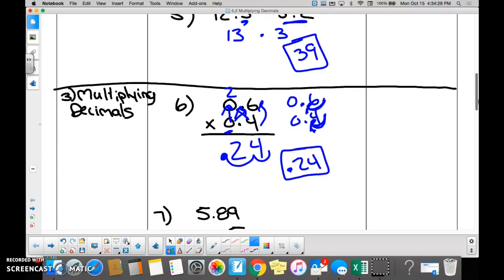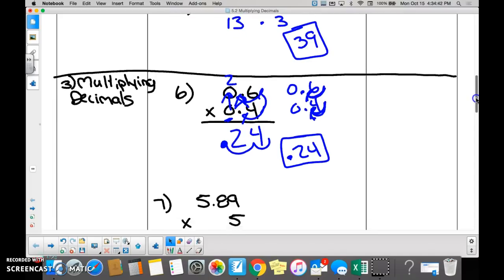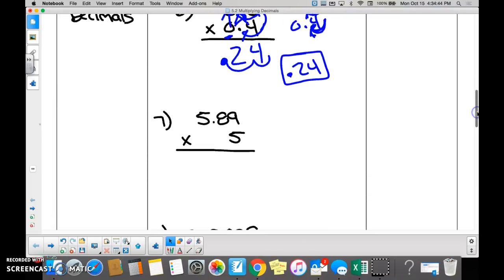So the key when multiplying decimals is you do your multiplication, you can ignore your decimal points up until your multiplication is over, and then you count how many spots in the decimal point is. And that is where you're going to put it when you get your final answer of the product to those two numbers. So number 7, 5 and 89 hundredths times 5.